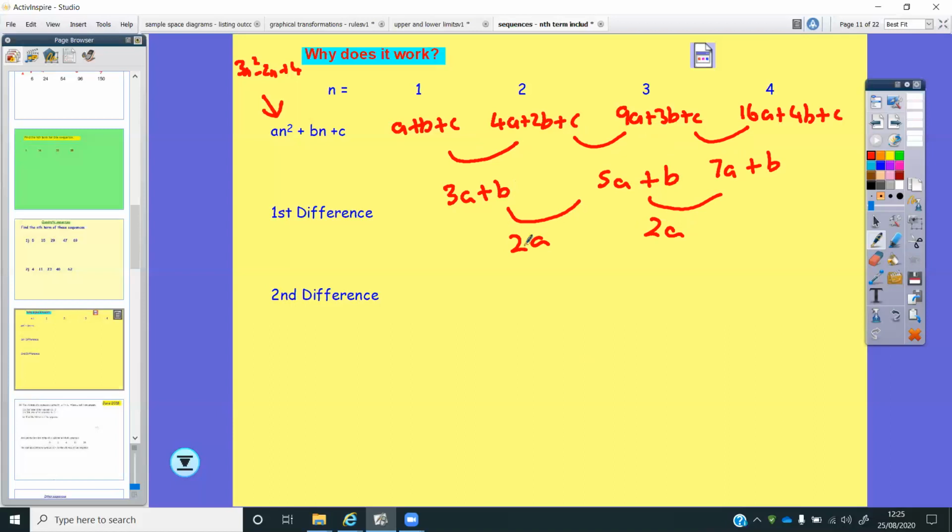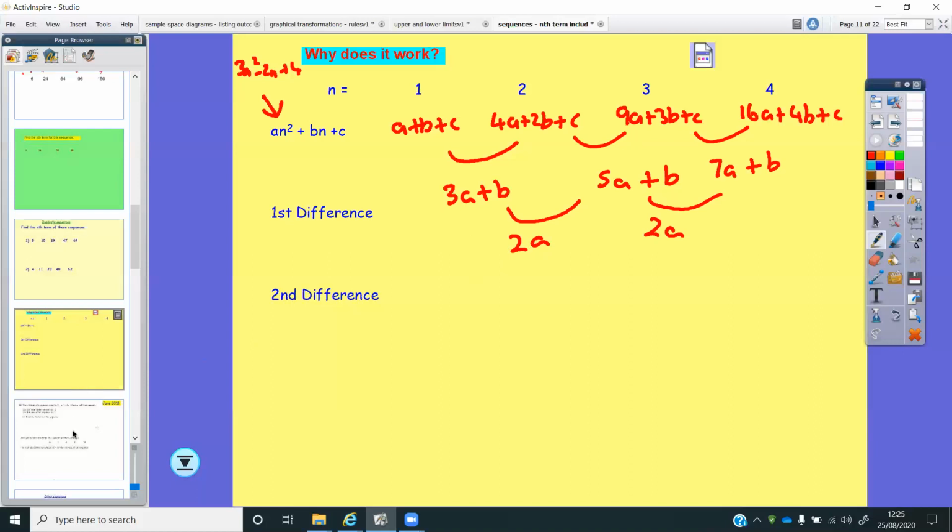Right, so this is what we had. In our example, the second difference was 6. And a is half of that, isn't it? Because 6 is 2a, so a must be half of that. And so you can show this, this is why it works. So, just relax now and understand what's going on there.